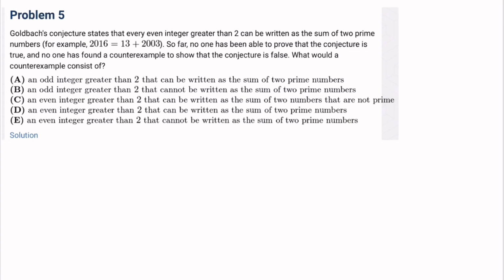Number 5, Goldbach's conjecture states that every even integer greater than 2 can be written as the sum of two prime numbers. So far, no one has been able to prove that the conjecture is true, and no one has found a counterexample to show that the conjecture is false. What would a counterexample consist of?